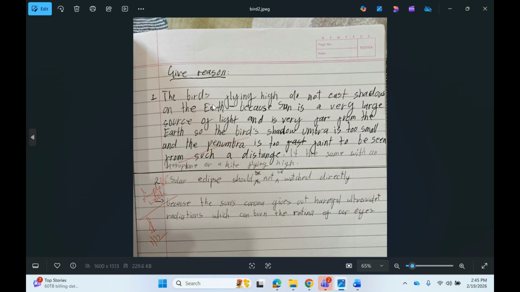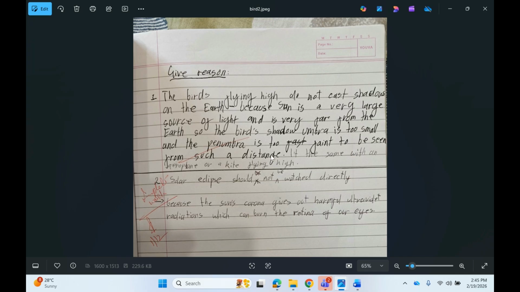No, see, this is the correct answer. The birds fly high, so they do not cast shadow on earth because the sun is a very large source of light and it is very far from the earth. So the bird's shadow, the umbra, is too small and the penumbra is too faint to be seen from such a distance.